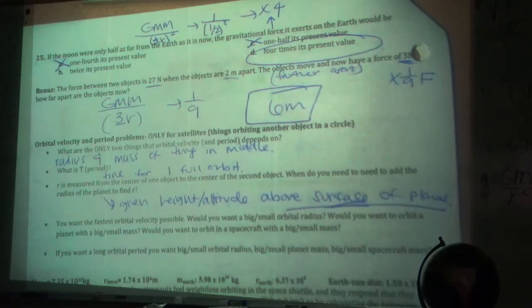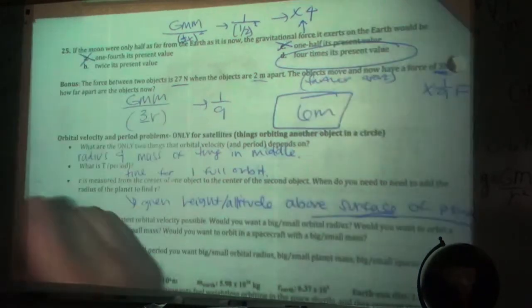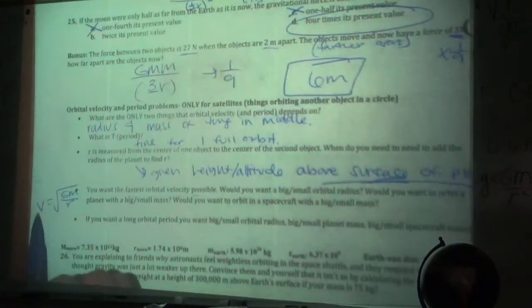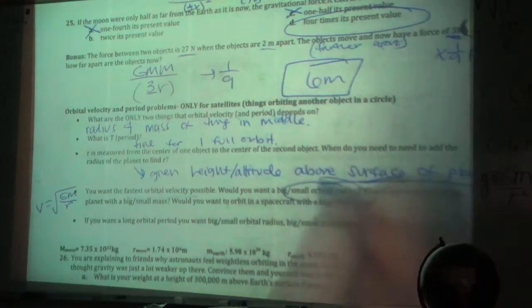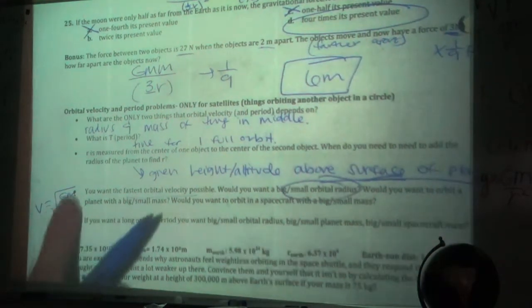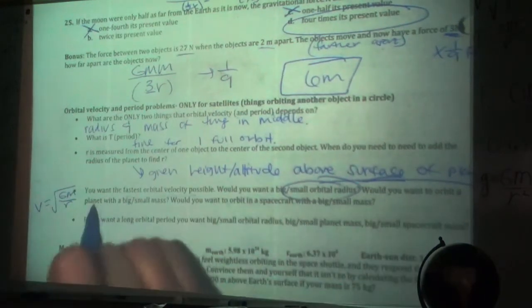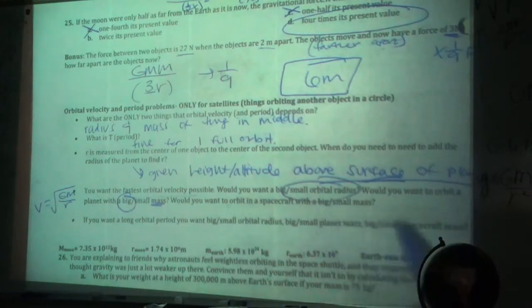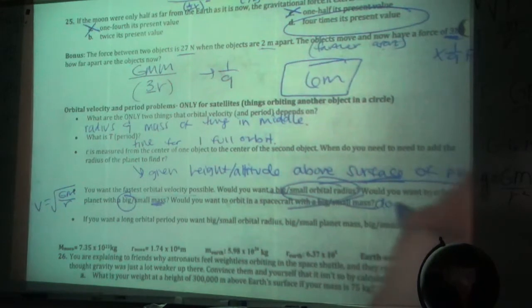That's your R. If you want the fastest orbital velocity, so first of all, look at your orbital velocity equation. If I want a big velocity, then I want to divide by small numbers. So I want a small orbital radius. I want a big mass on top. This mass is the mass of the thing it's orbiting around, in this case a planet. So I want a big planet mass. And the second mass, the mass of the satellite, does not matter. Has no effect. So I'll just say it doesn't matter.